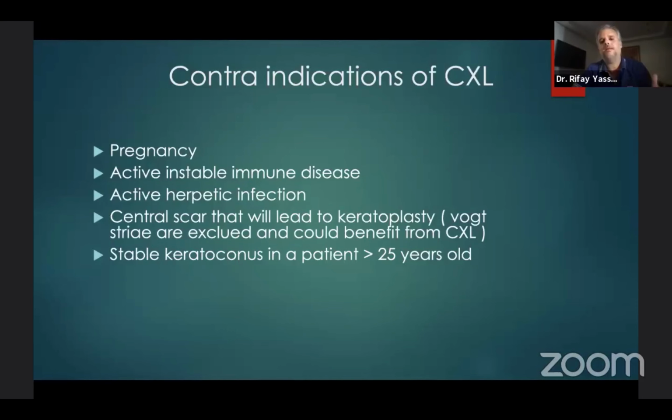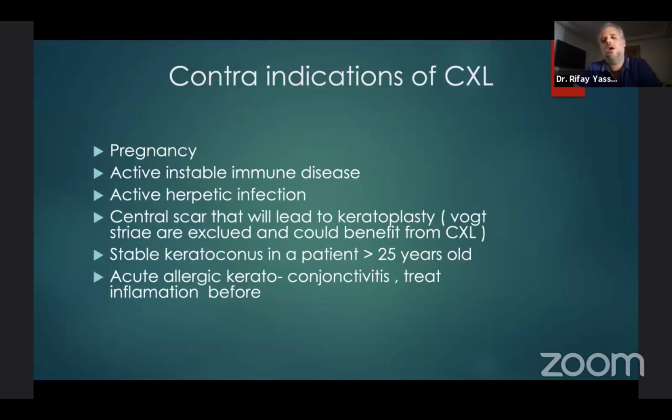A stable patient with keratoconus who is more than 50 years old is not an indication, because after 25 the keratoconus is not so aggressive, and if you can follow the patients every 6 months and you see that all the parameters are stable, then you should not cross-link. And do not cross-link when the patient has an acute allergy.